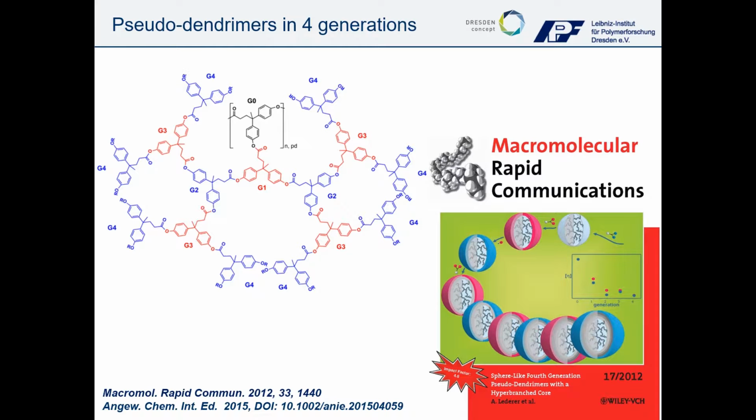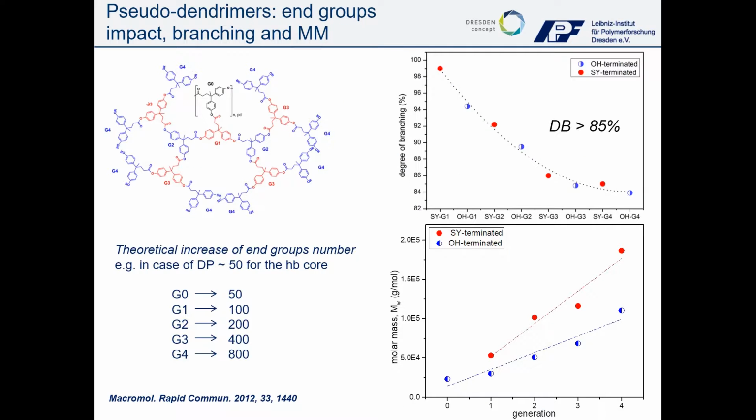One example of pseudo-dendrimers is again a polyester, in which a hyperbranched polymer is forming the core, and we can build on top of this polymer, on top of the functional groups, the first generation, the second, the third, and the fourth generation pseudo-dendritic dendrons.